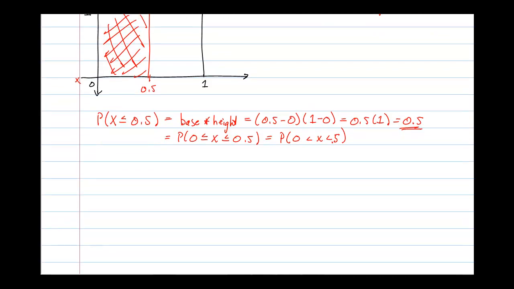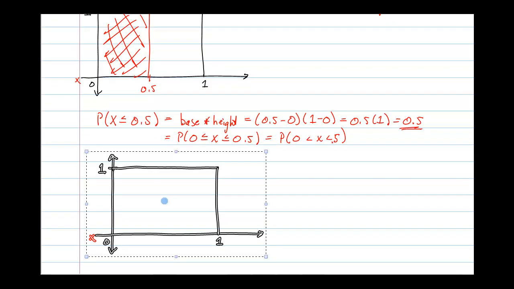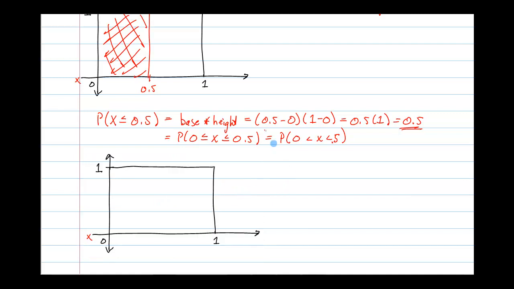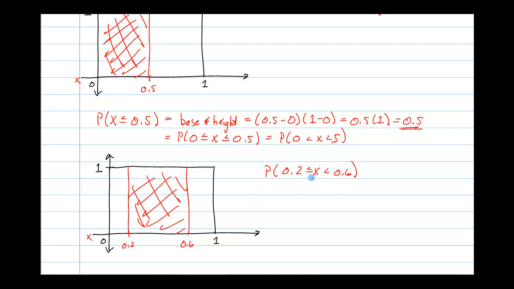Same distribution, so same picture. And for this picture, I would like to find the probability that we're between, let's say, 0.2 and 0.6. So here on my graph is 0.2, and here we are at 0.6. Now, two less than signs arranged in this manner mean between. So I'm greater than 0.2 but less than 0.6. So I'm trying to find this probability.